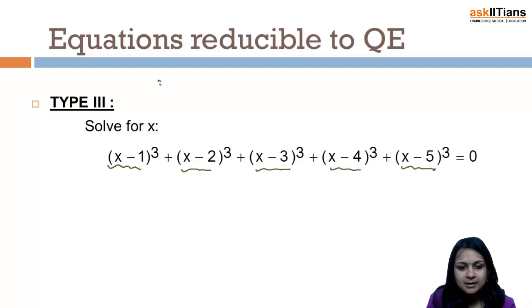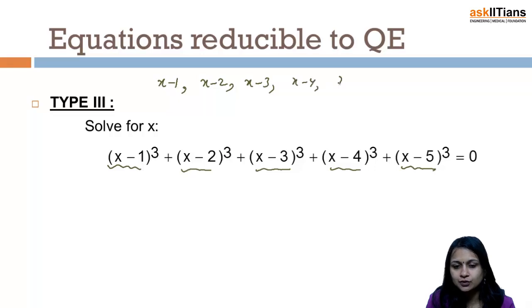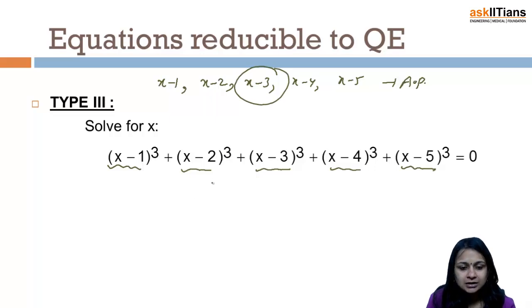Here again, if I compare x minus 1, x minus 2, x minus 3, x minus 4, x minus 5, they are forming an arithmetic progression whose middle term is x minus 3. So I'll start by putting x minus 3 equal to y. So what will be x minus 1? It will be (y plus 2) whole cube. What will be x minus 2? (y plus 1) whole cube.